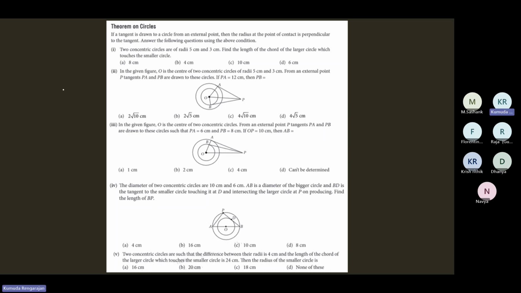Okay, two concentric circles are such that the difference between the radii is 4 centimeters. Concentric circles. So let's just take a standard figure like this, with a chord and all that.